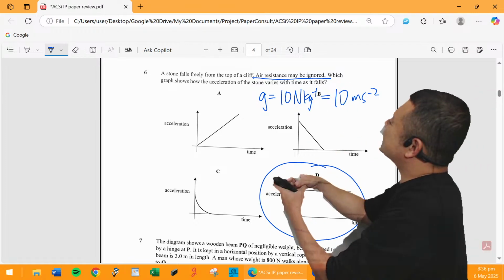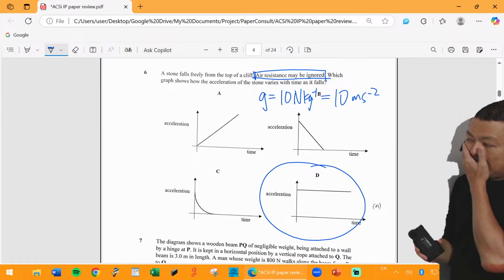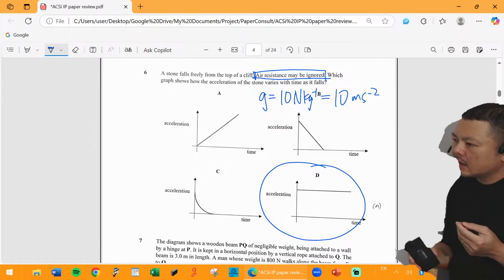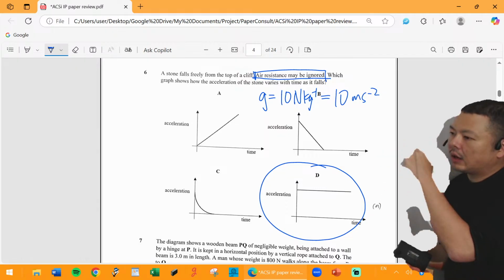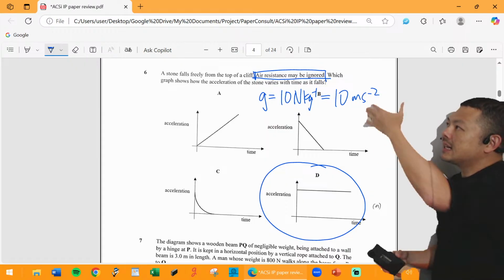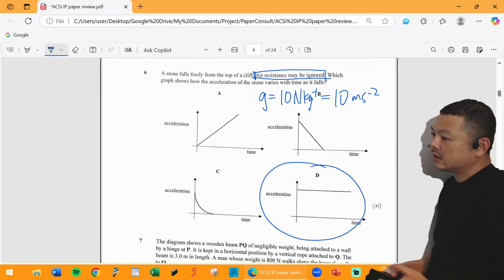Air resistance is ignored lah, bro. If there's air resistance, they are not allowed to ask how the acceleration-time graph looks because that's not in the syllabus. But this one here is constant acceleration.